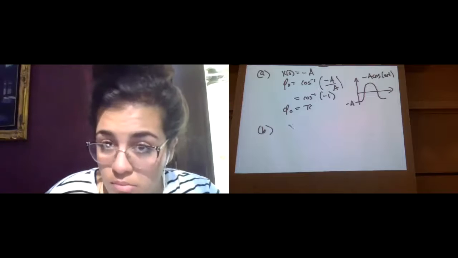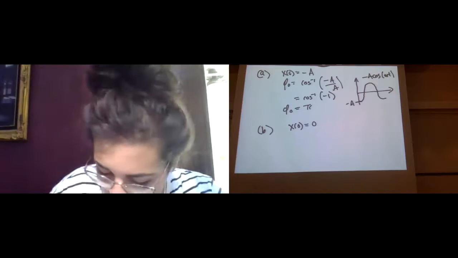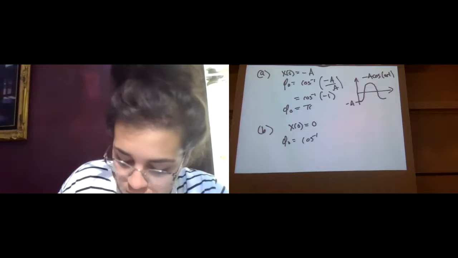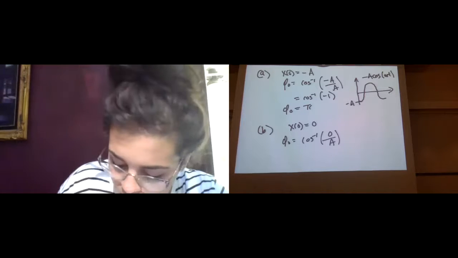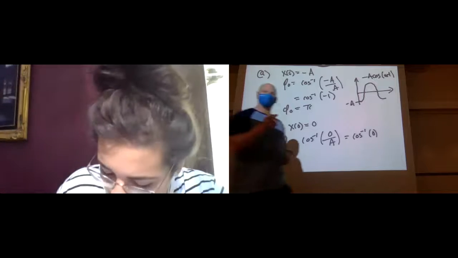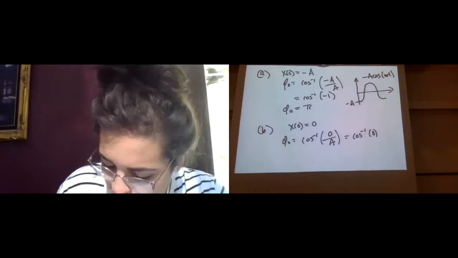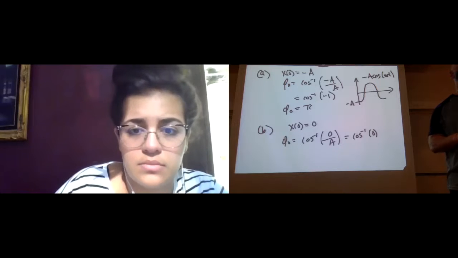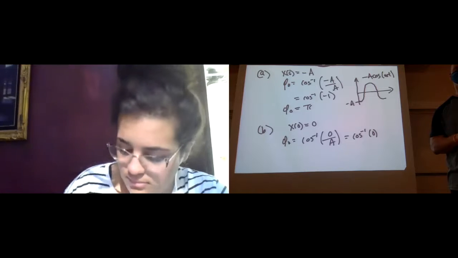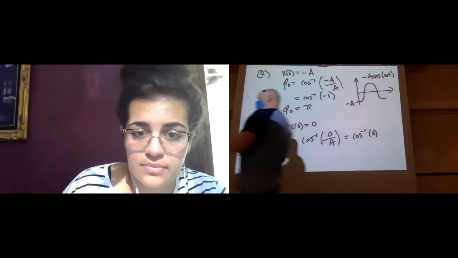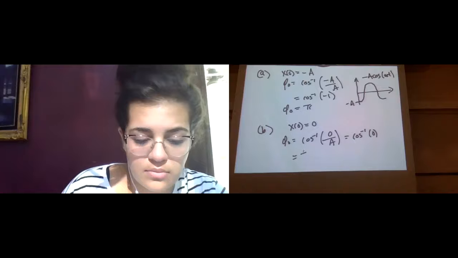For part B, here we know that the initial position is equal to 0. It's at its origin. So the phase factor is going to be equal to the inverse cosine of 0 divided by the amplitude, which is the same thing as the inverse cosine of 0. For what angle is cosine equal to 0? 90 or 270, right? So this is equal to plus or minus pi over 2.